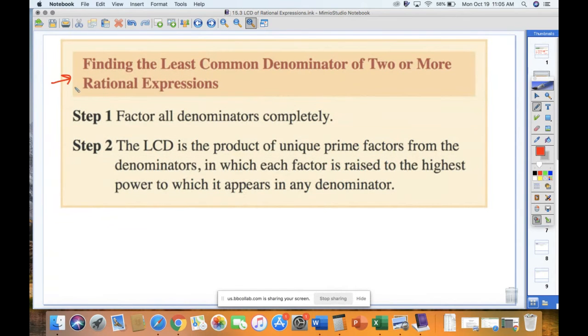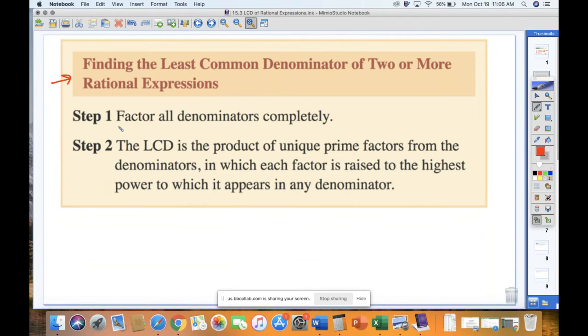It starts out by telling you how to find the least common denominator of two or more rational expressions. Do I think you need to write this down like you're going to reference it later? No, but it's important to understand that there is a small procedure here, and it should feel like what you would do.